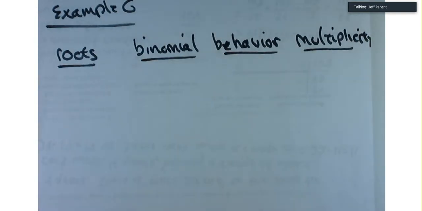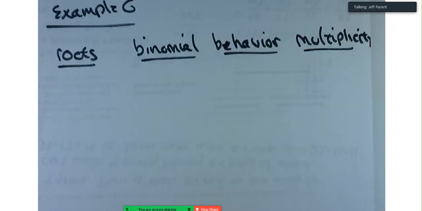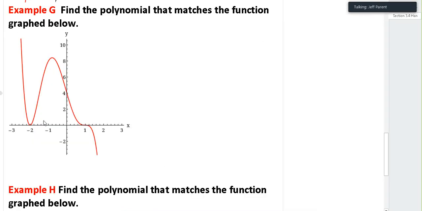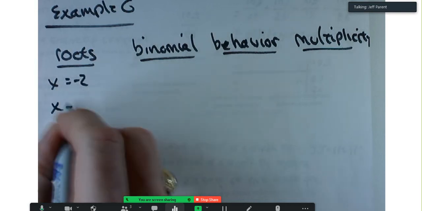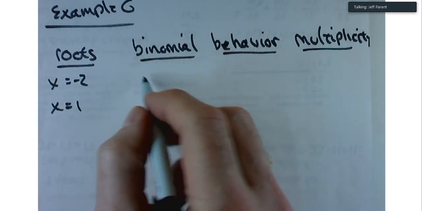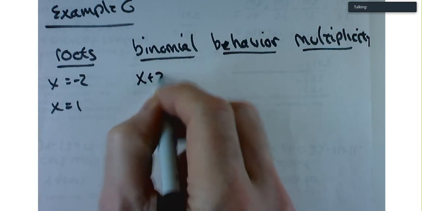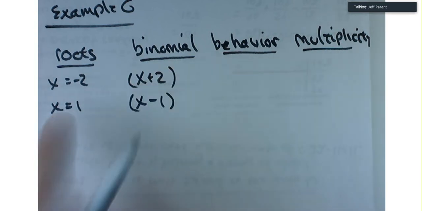Let's look at the two roots. Back over here. The two roots are at -2 and 1. So let's write those both down. X equals -2, x equals 1. The corresponding binomials, pause the video and test yourself if you like. X plus 2 and x minus 1. These binomials correspond to a polynomial with those roots. Let's figure out the behavior of the function near these roots.